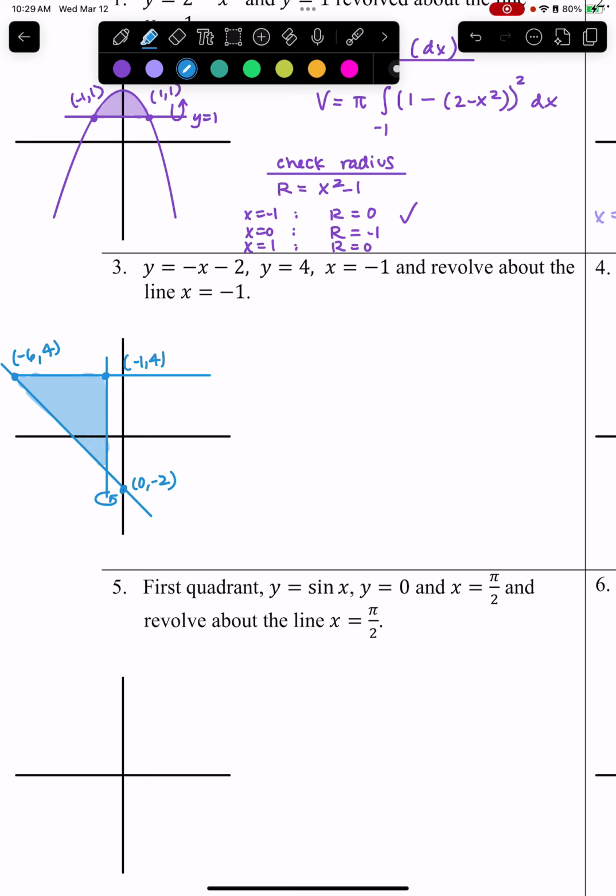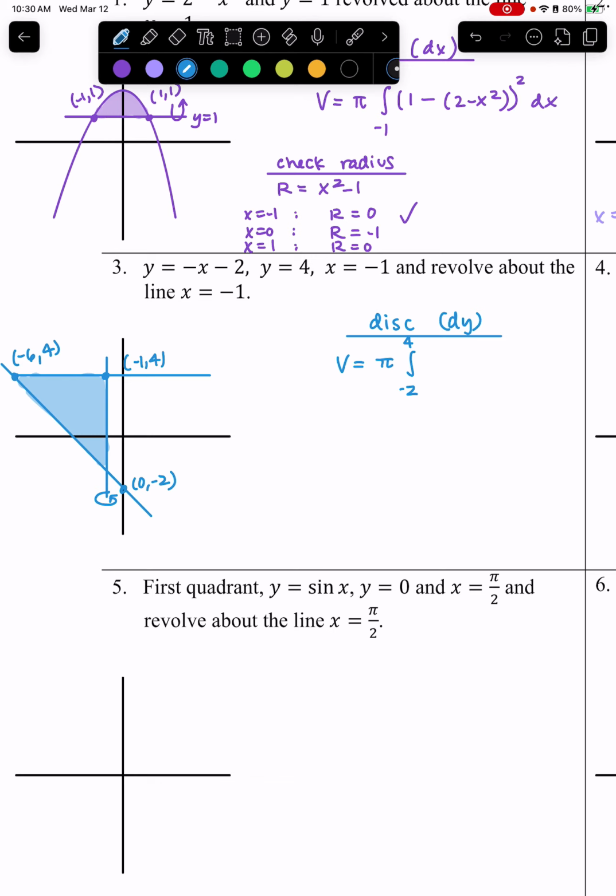And we're rotating about x equals negative 1. All right, so we're going to do disk method, and we're going this way, so that's going to be a dy integral. Volume is equal to pi r squared for disk method, so we're going to go pi. Our y values vary from negative 2 all the way up to 4.